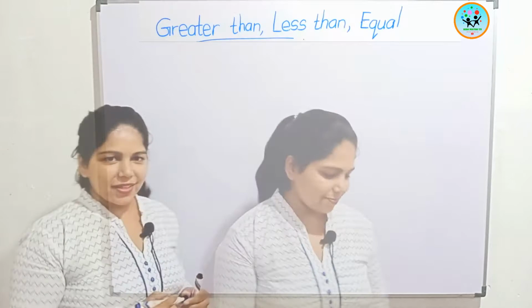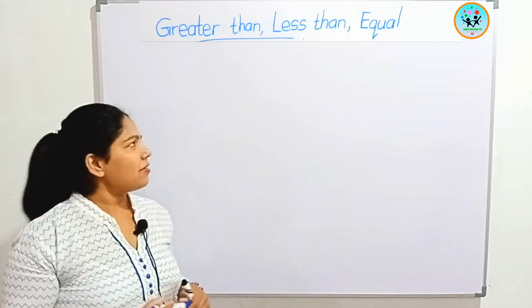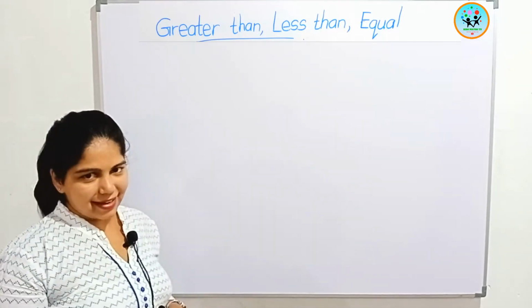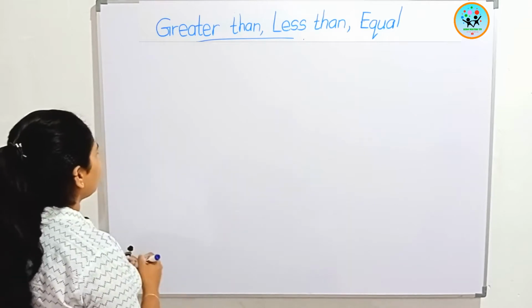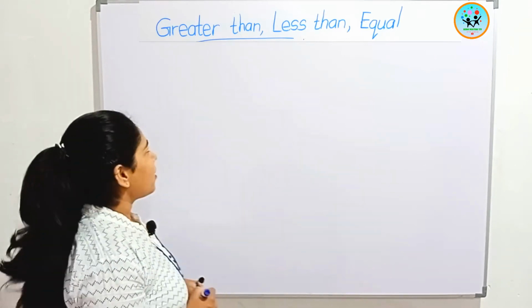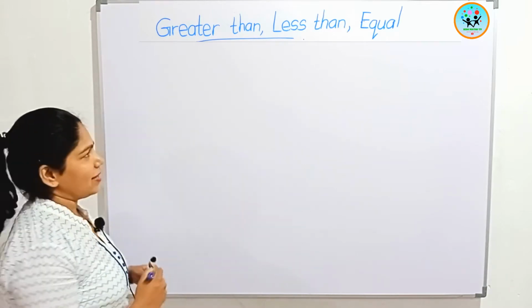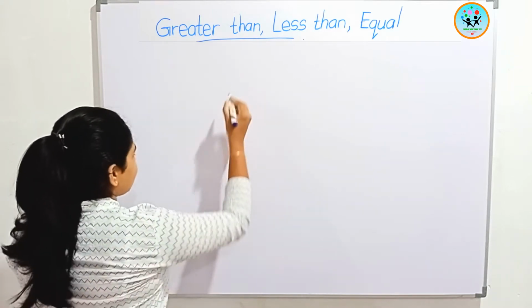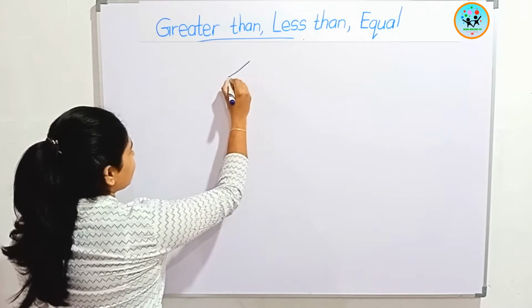Let's start. Today's topic is greater than, less than and equal. First, we will look at greater than and less than. There is a symbol to represent greater than and less than. This is the symbol.